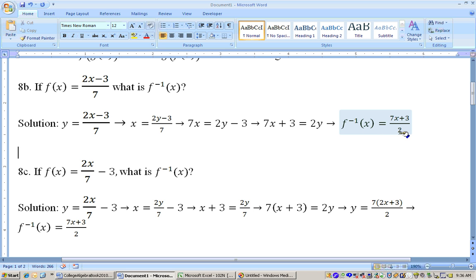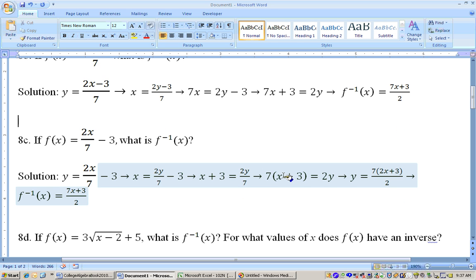You could always check this with a couple numbers to see if this is the correct inverse function. For example, if I put 0 in for x here, I get negative 3/7. And if I put negative 3/7 in here, the 7ths would cross out, and I just get negative 3 plus 3, which is 0, over 2, which is 0. So it brings you back to what you started off with.